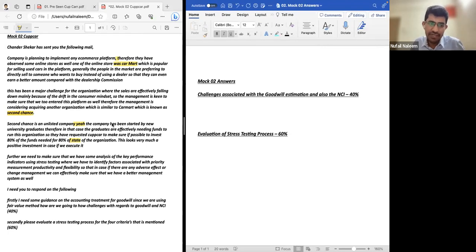Further, we need to make sure that we have some analysis on the key performance indicators using stress testing, where we have to identify factors associated with priority, measurement, productivity, and flexibility, so that in case there are any adverse effects or change management, we can effectively make sure that we have a better management system as well.